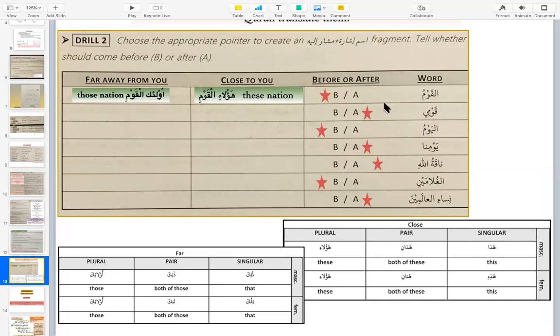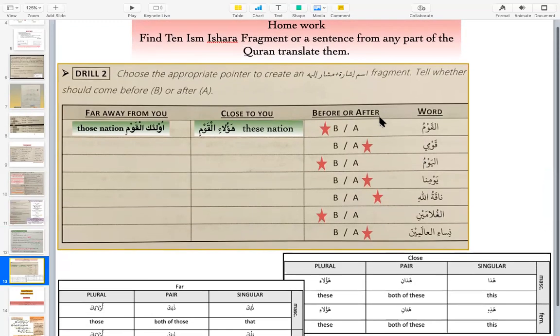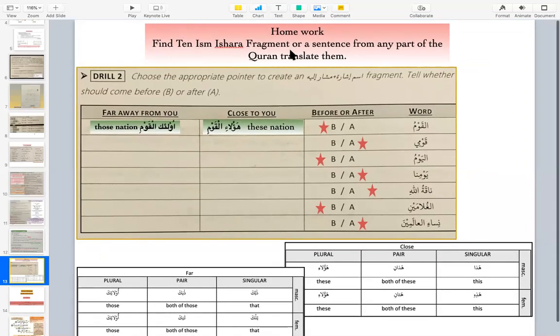What is the homework? First of all, I said that you can find 10 ismul ishara or sentences from any part of the Quran and translate them. You are going to open up any surah, any ayah, maybe your favorite surah, or just open up wherever, and try to find 10 ismul ishara. Maybe you can find 5 fragments and 5 sentences, or if you find more sentences or fewer ismul ishara fragments, it's totally fine. Just find 10 of them and try to translate them too.